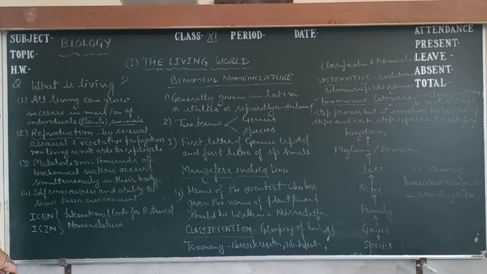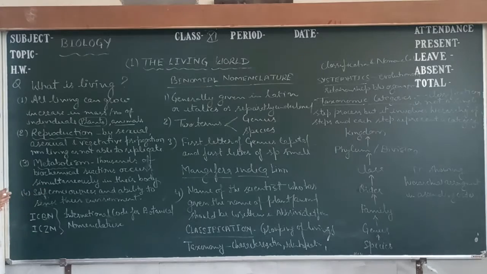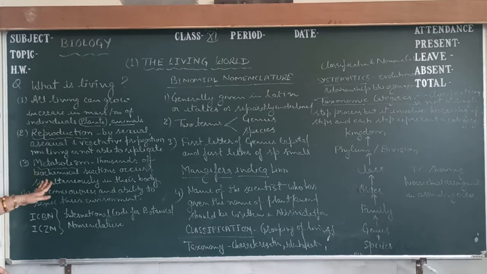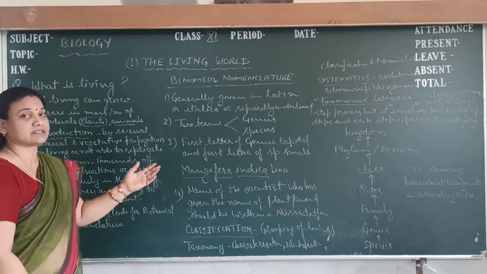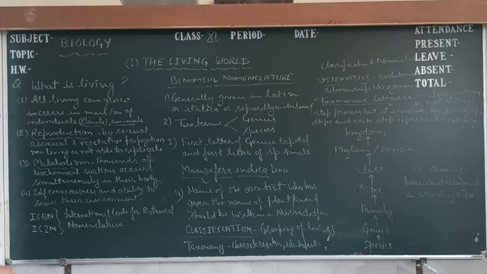The third one is metabolism. All the livings are made up of chemicals. They are biochemicals or biomolecules. So, thousands of chemical reactions occur simultaneously in their bodies. It is a characteristic of the livings. And livings are self-conscious. Self-consciousness and the ability to sense their environment or surroundings is a property of livings. So, by these 4 points, we can differentiate the livings from non-livings.